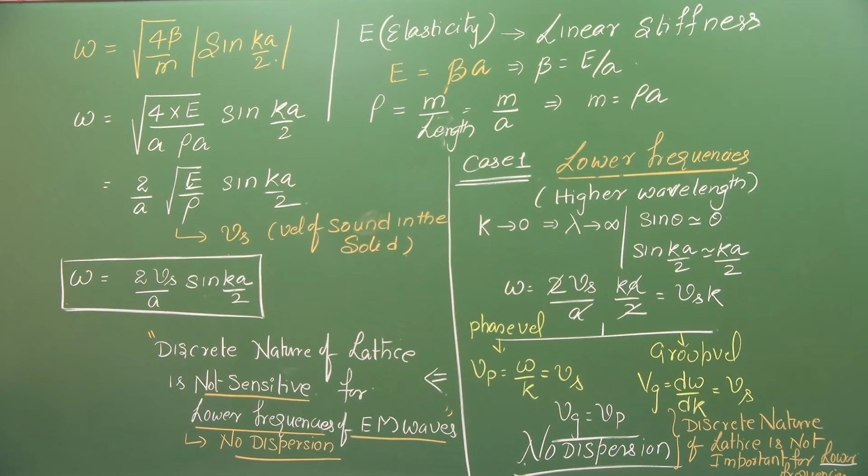But if I take higher frequencies, I cannot neglect Ka by 2. Phase velocity is one thing, group velocity is a differentiation, cos. Sine and cos are different. That's why for higher frequencies, the discrete nature of the lattice is responsive. It will respond to higher frequencies, but it won't respond to lower frequencies. That we will see later, and what branch we will get.